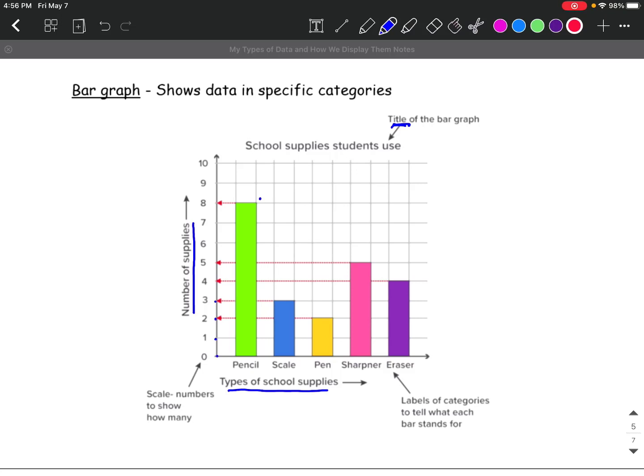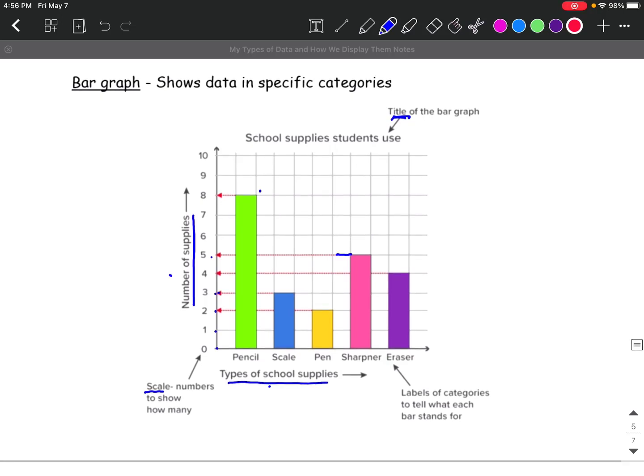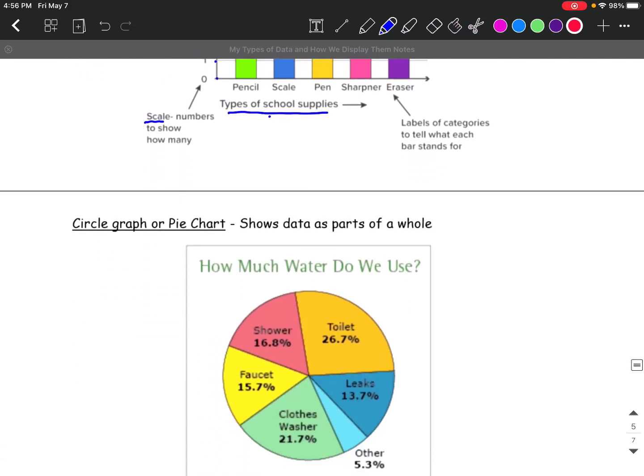There are 8 pencils. There are, follow the red arrow over, 3 scales. Follow the arrow over, there are 2 pens. Follow the arrow over, it's 5 sharpeners and 4 erasers. Okay, but the scale is important, the labels on both axes, the title, the labels of the categories, all that stuff, the scale on the axes, it's all important.